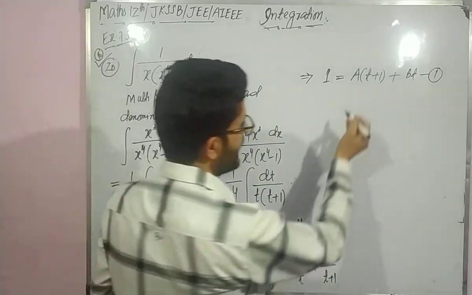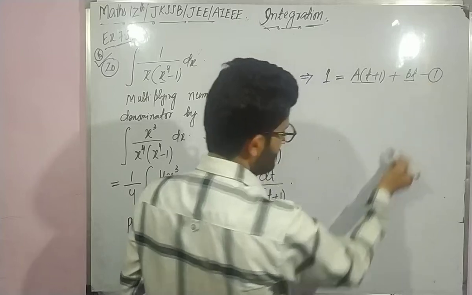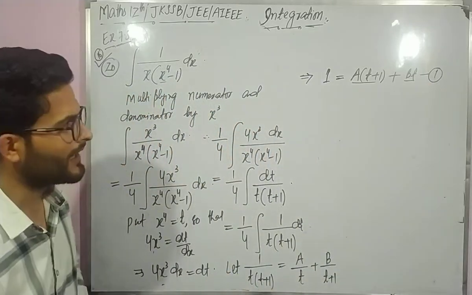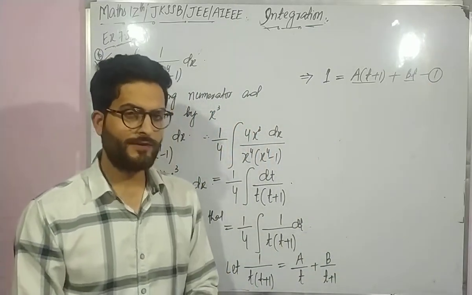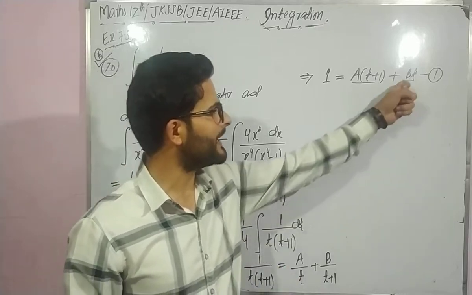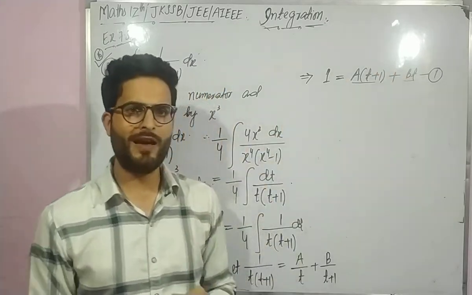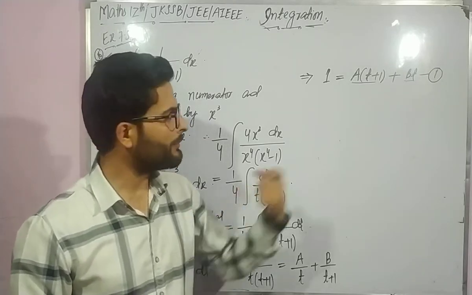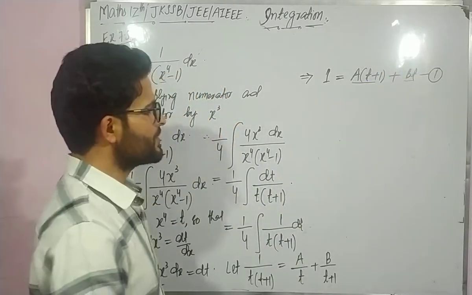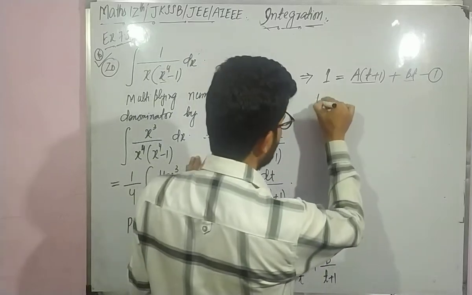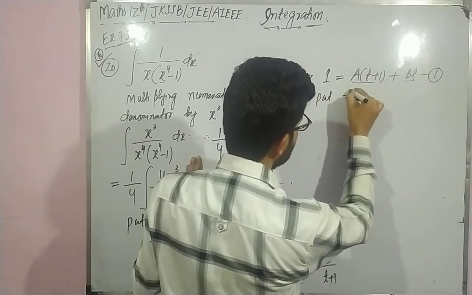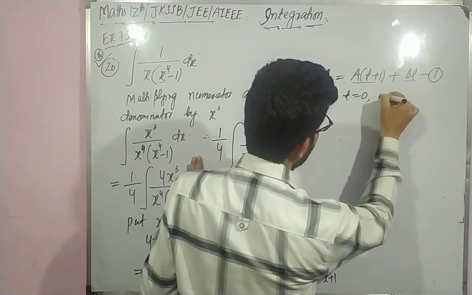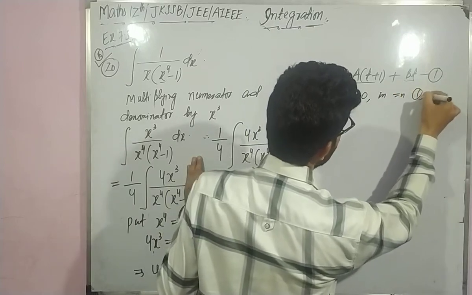We need to calculate the value of constant a and constant b. First we will try to find the value of constant a. For that we must eliminate b. Now how does this b get eliminated? By putting t is equal to 0. So we will put t equal to 0 in equation first.